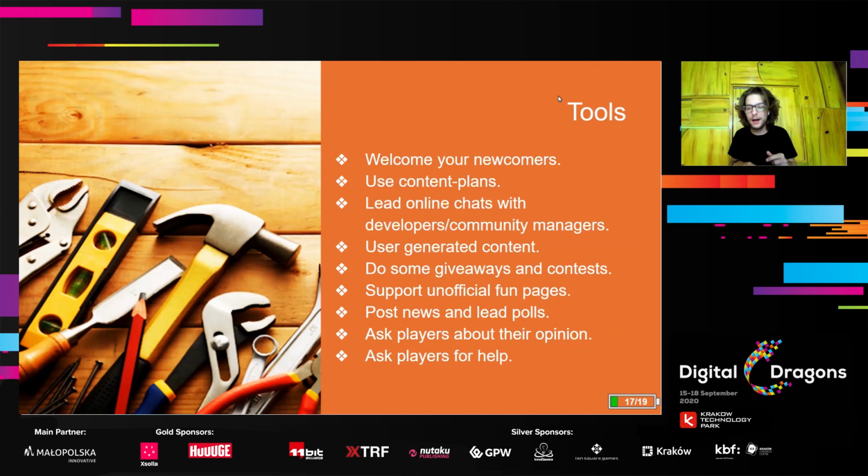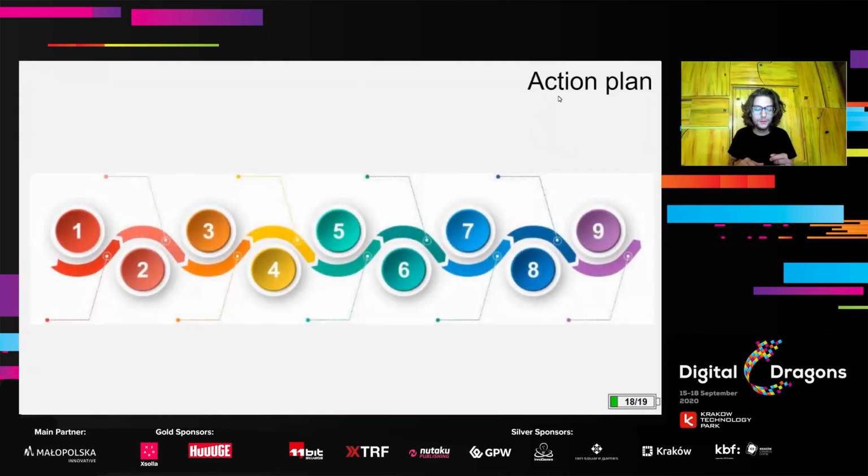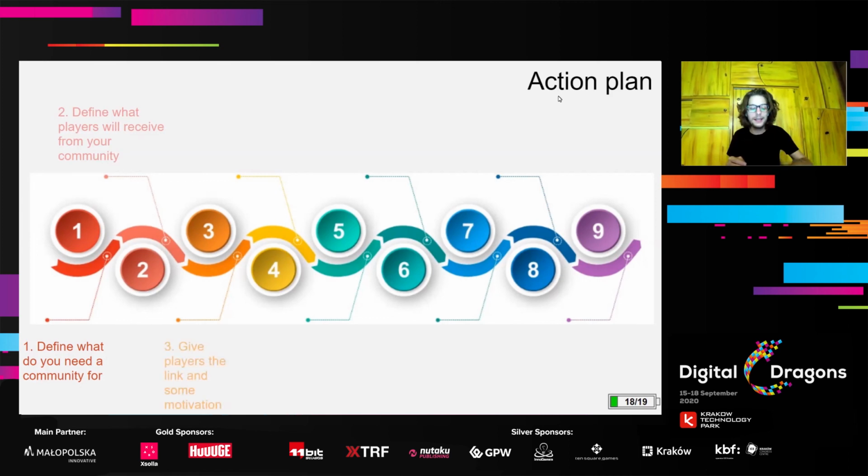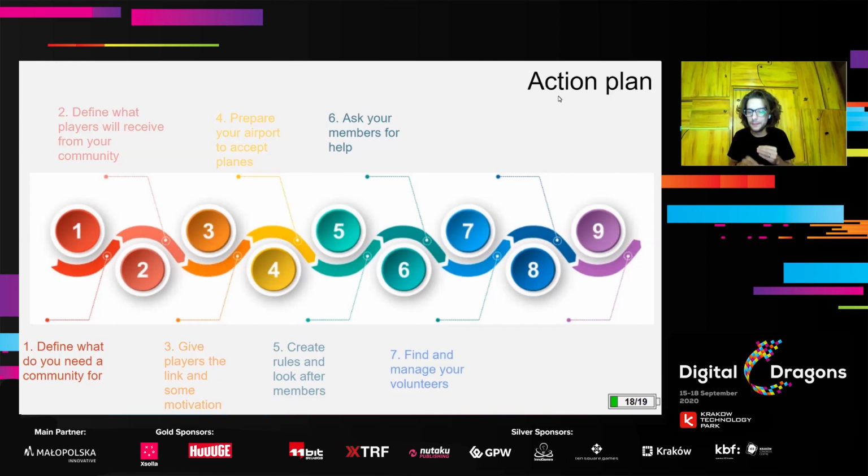And we have almost done. And as promised, I'm going to give you an action plan of 9 steps. First of all, define what you need a community for. Ask 2 questions in order to understand what you need a community for and what players will receive from your community. After that, give players the link and some motivation to join your community. After that, prepare your airport to accept planes. After that, create rules and look after members to see if they stick to these rules. And ask your members for help and find and manage your volunteers. Use the tools I gave you a moment ago and always measure the effectiveness.